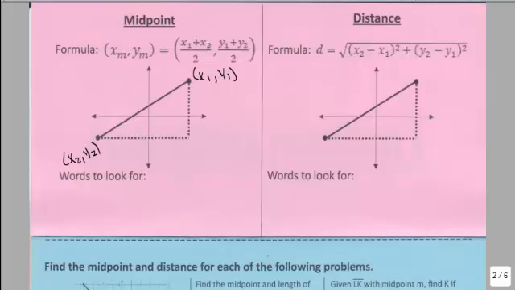For midpoint, you would use this formula. You basically take the average of your x's and the average of your y's, and that gives you the midpoint. You add the two x's together and divide by 2, add the two y's together and divide by 2.